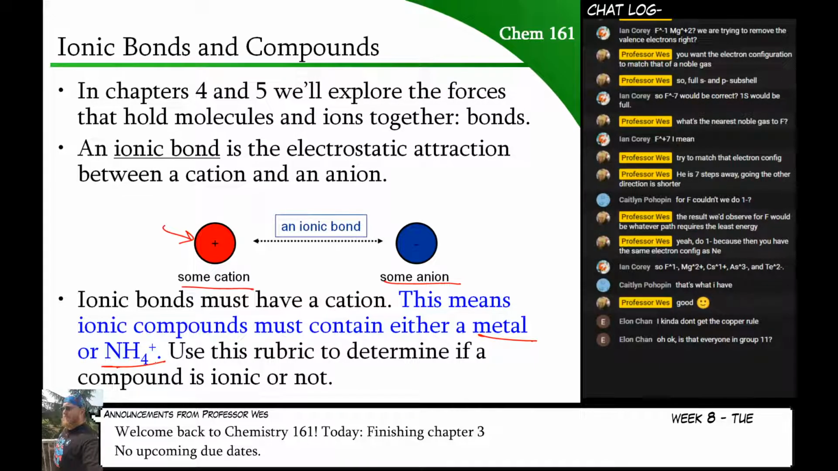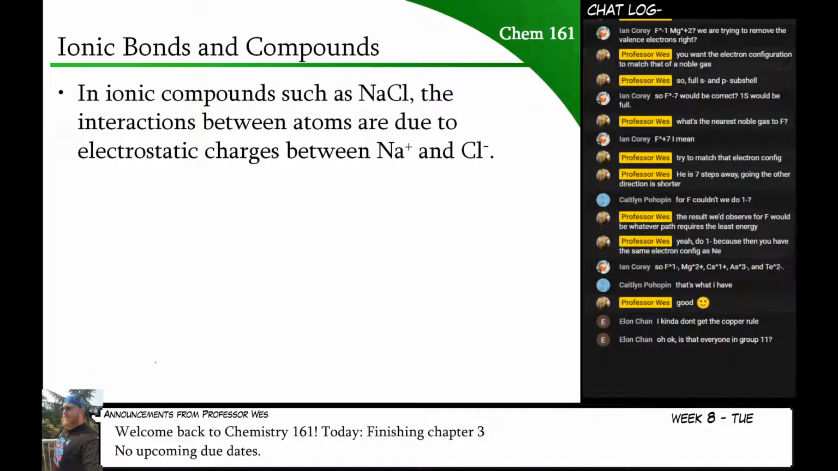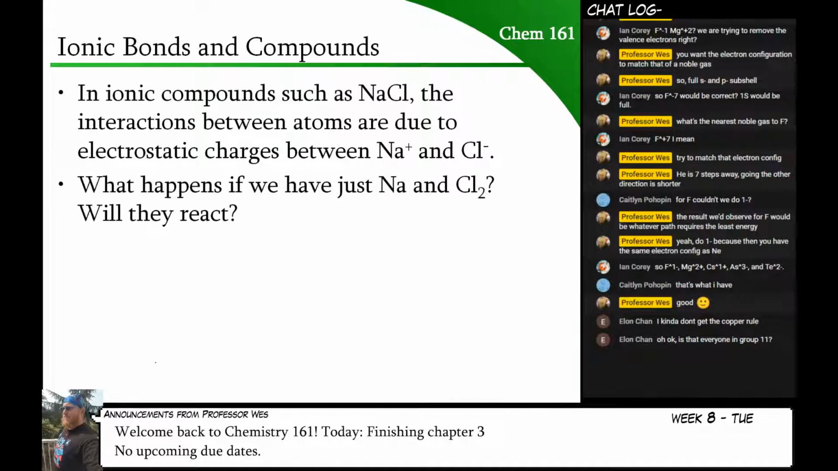So for instance, sodium, which is a metal, loses electrons to form sodium plus. And we can show why through its electron configuration. Therefore, it can be eligible to form ionic compounds, because ionic compounds require some sort of cation and anion. Now, how does this physically occur in terms of chemistry and reactivity? So if I have regular elemental sodium and regular elemental chlorine, do they react?